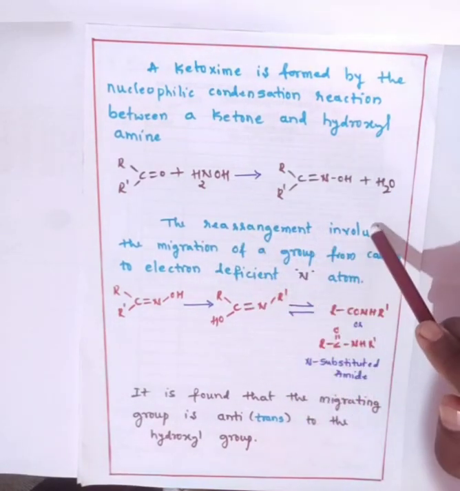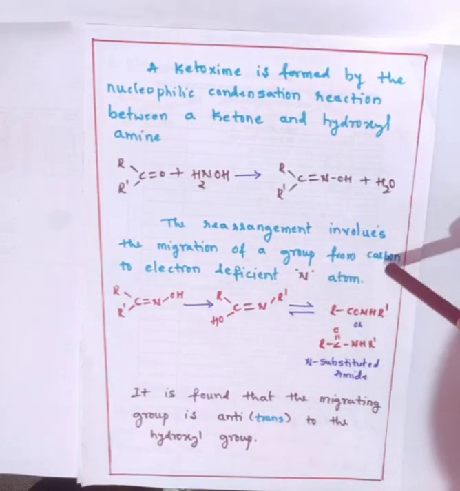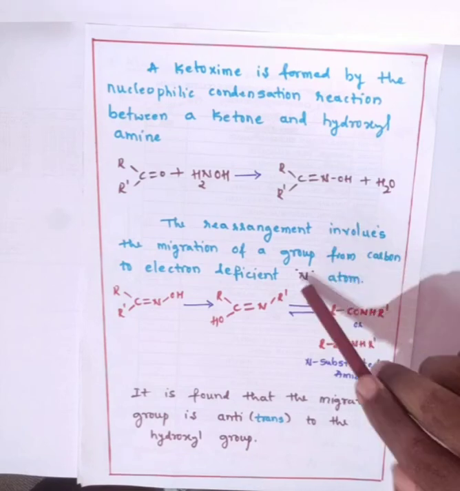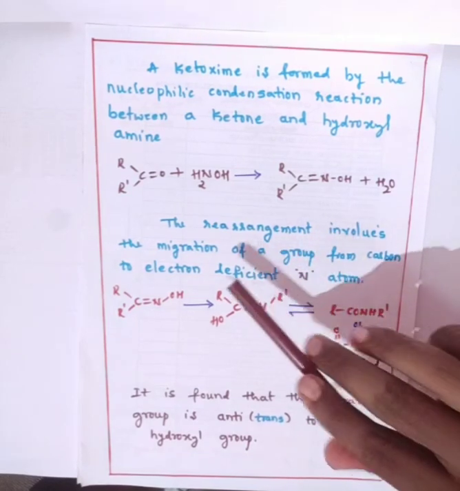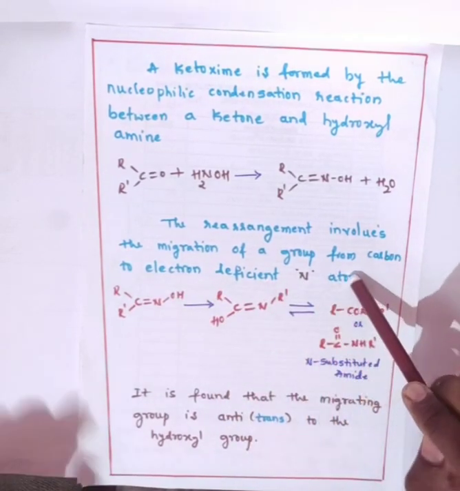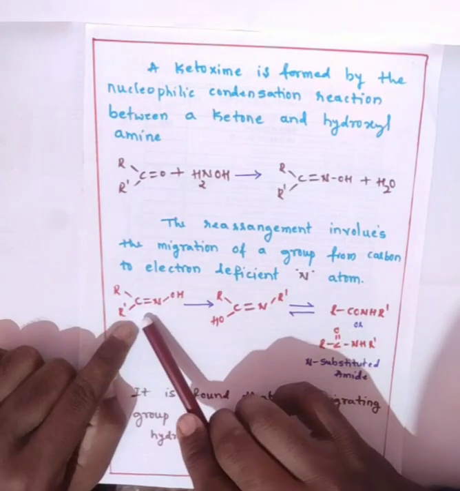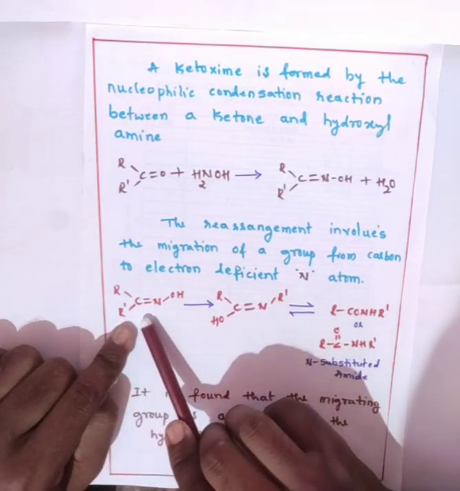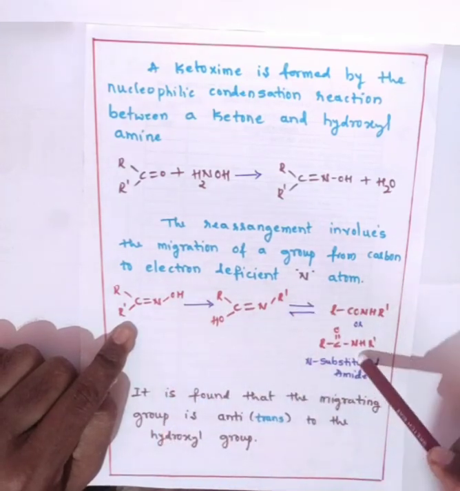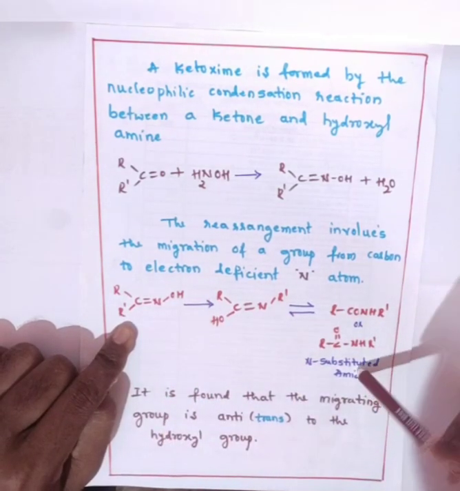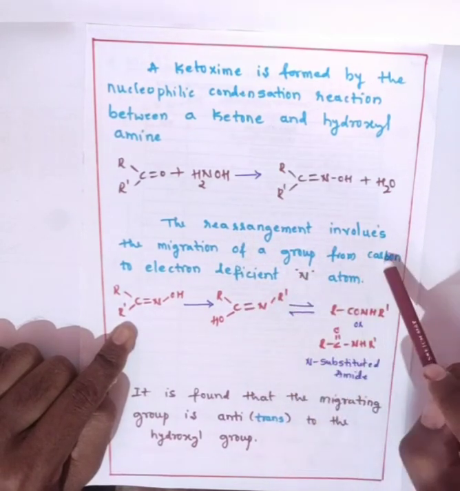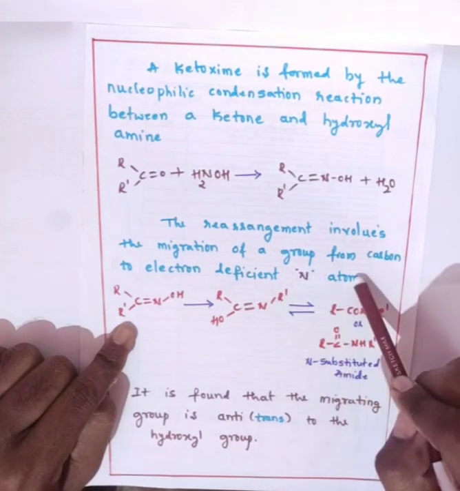The rearrangement involves the migration of a group from carbon to an electron deficient N atom. That is, the reaction involves the conversion of ketoximes into an N-substituted amide, with the migration of a particular group or atom from carbon to the deficient N atom.